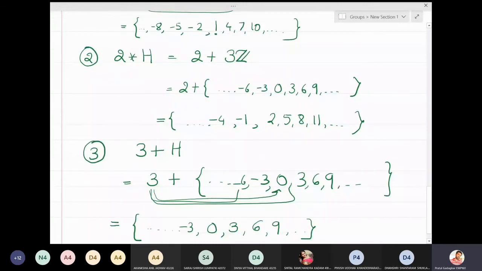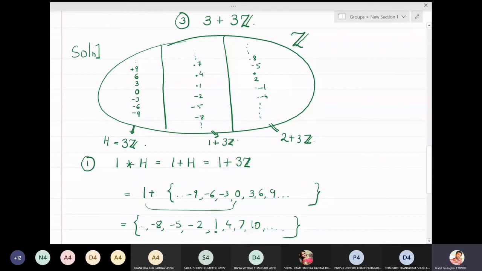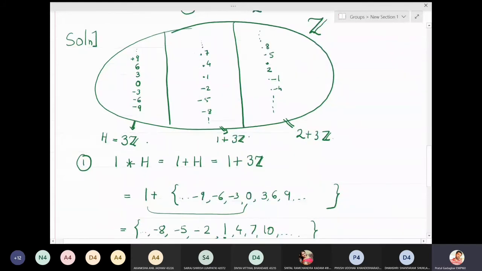Now, why does this happen? This happens because 3 is already a member of that particular subgroup, right? So if you take an element which is already in the subgroup and find the coset of H by that element, what will happen? We observe that we are getting the same subgroup back. We are not getting anything different.